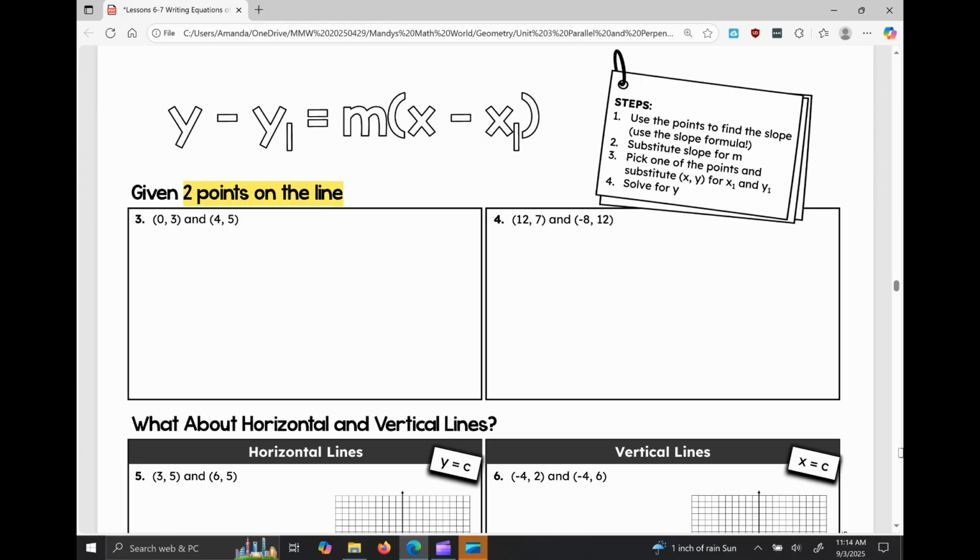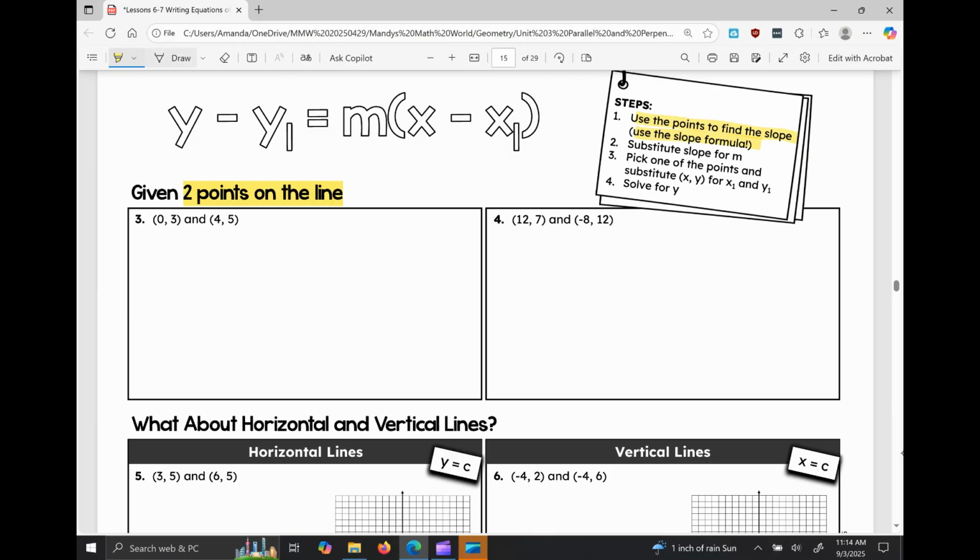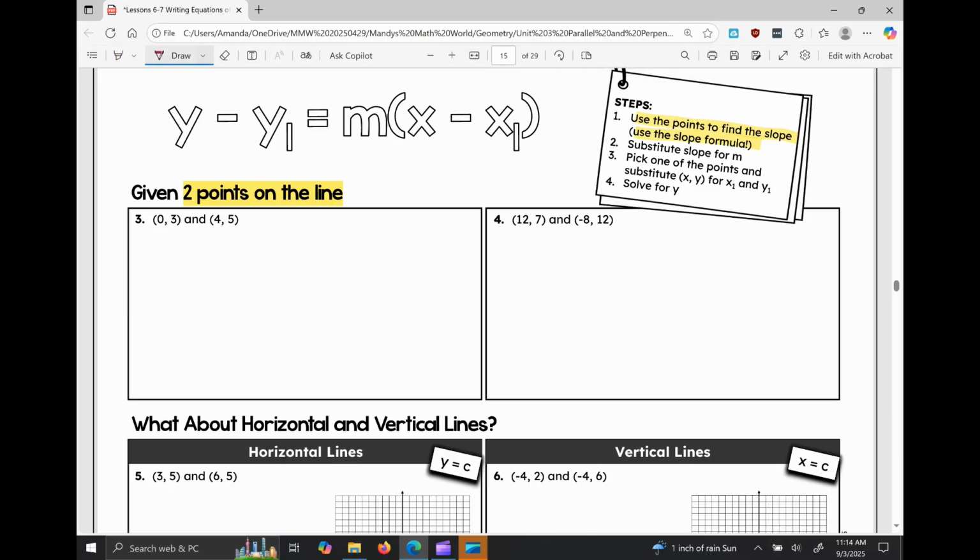So recall that we were just given the slope and a point on the line. Now we're given 2 points on the line. So the first thing we need to do is use those points to find the slope. And we're going to use the slope formula to do this. The slope formula says I subtract my y values in the numerator, and then my x values in the denominator, right?